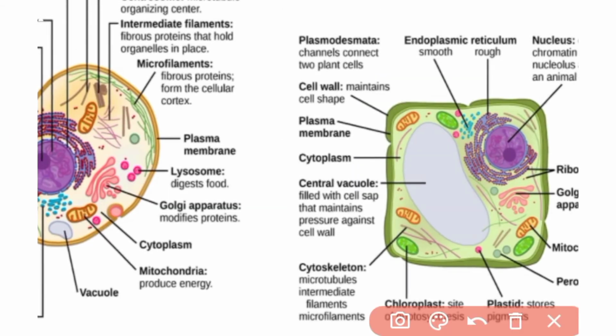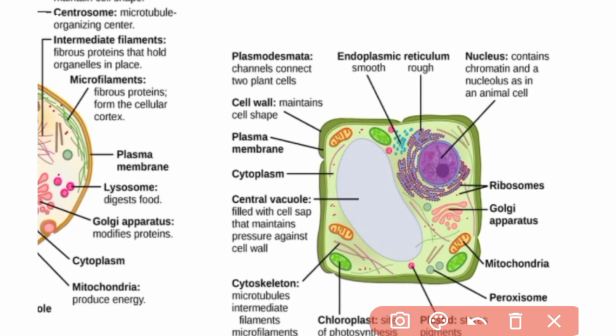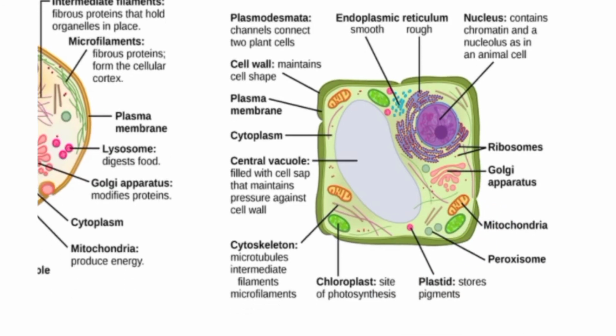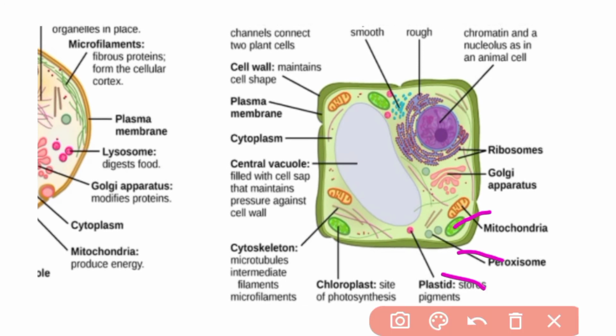Then here the nucleus is present, containing chromatin and a nucleolus as in the animal cell. Then ribosome, the bead-like structure is called ribosome. Here this bead-like structure is called ribosome. Then Golgi apparatus, mitochondria, peroxisome, plastid, which stores pigment, and then chloroplast. Chloroplast is a green structure where photosynthesis occurs. Then the rod-shaped structures are called cytoskeleton: microtubules, intermediate filament, microfilaments.